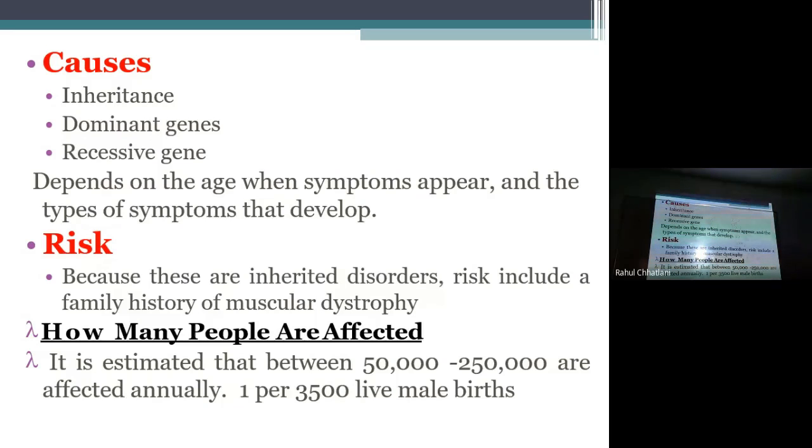It is estimated that between 50,000 and 250,000 people are affected annually. And this is 1 per 3,500 live male births specifically. Males are more prone because they have sex-linked chromosomes which express this disease. Sex-linked genes. So 1 per 3,500 live male births. Out of every 3,500 boys born, one has a chance of having muscular dystrophy. Out of these 3,500, one is susceptible to have muscular dystrophy.